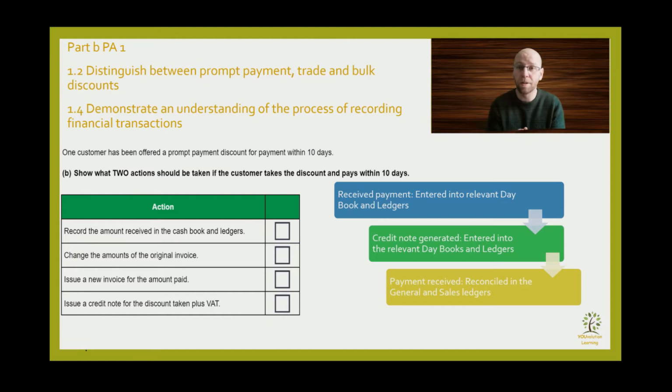We have that payment, we record it in our cash book, and then we post that cash book into our general ledgers. So that is definitely going to be one of our actions. The next action says change the amount on the original invoice. Now we can't do that.